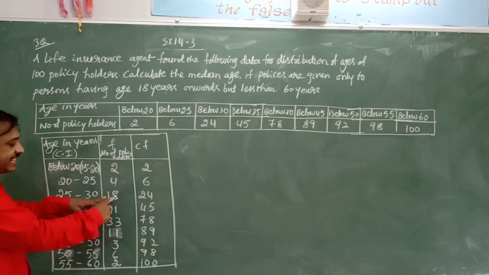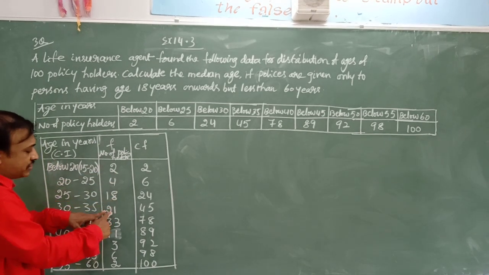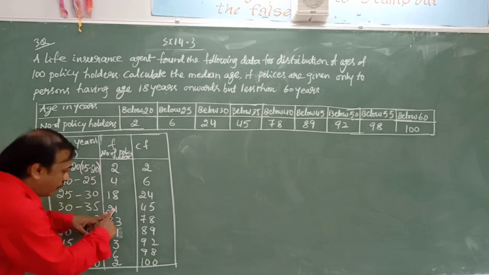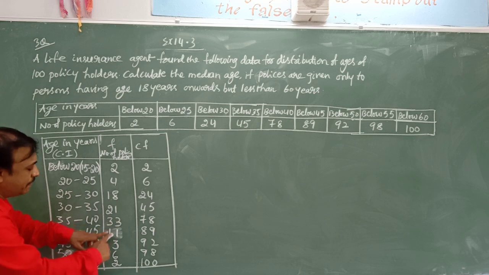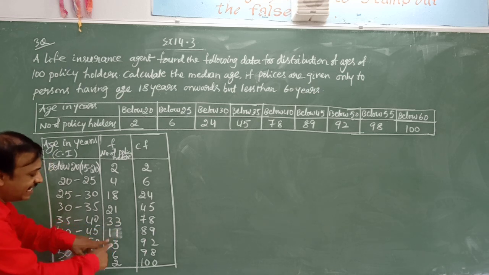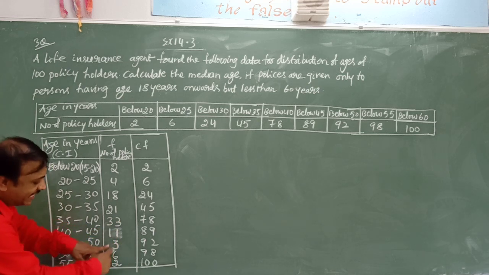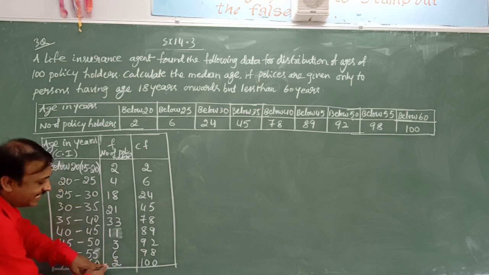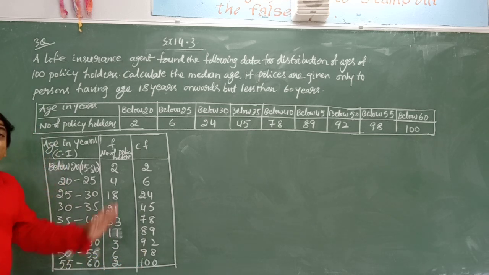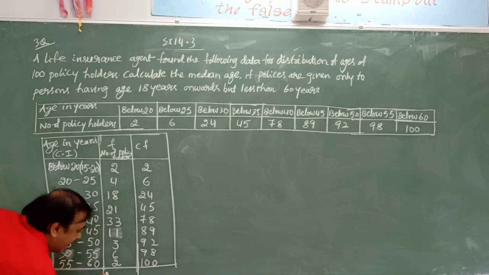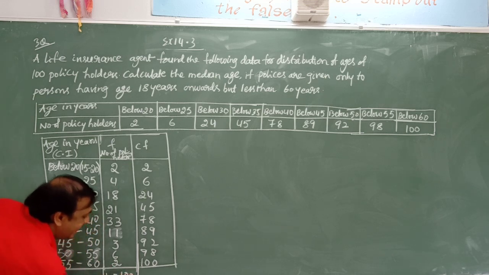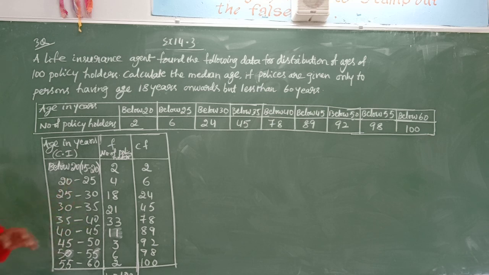Now check again. 2 plus 4, 6. 6 plus 18, 24. 24 plus 21, 45. 45 plus 33, that is 78. 78 plus 11, 89. 89 plus 3, 92. 92 plus 6, 98. 98 plus 2, 100. This is how you have to check. So here N is equal to 100.